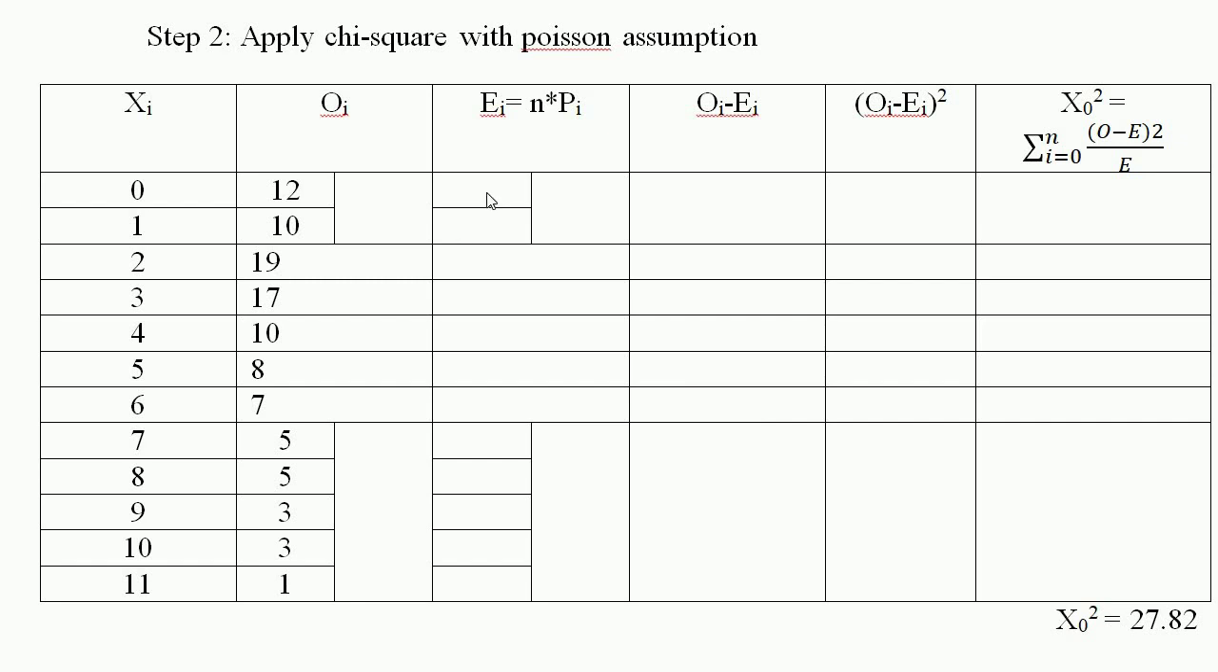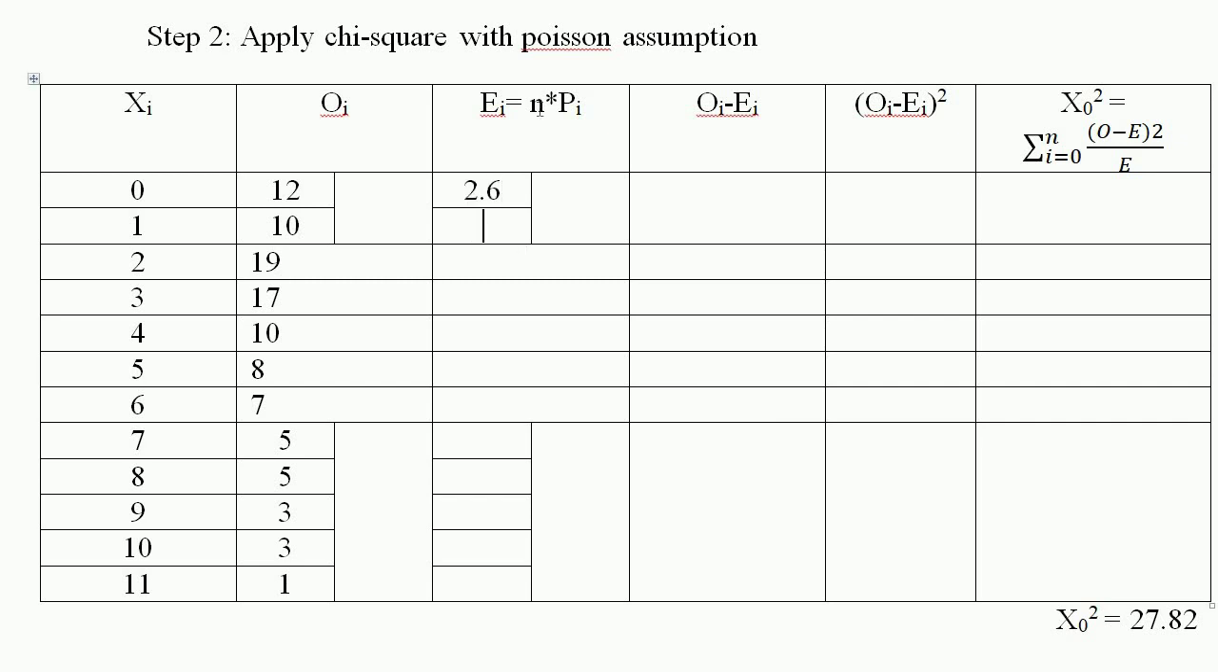So we have to calculate the expected frequency here. How are we going to calculate the expected frequency? It is N into Pi. We calculated P0, P1, P2, P3, P4, P5, like that till P11. So Ei is nothing but N into Pi, where N value is 100. What is P of 0? That is nothing but 0.026. Into 100, so you will get a value of 2.6 here.